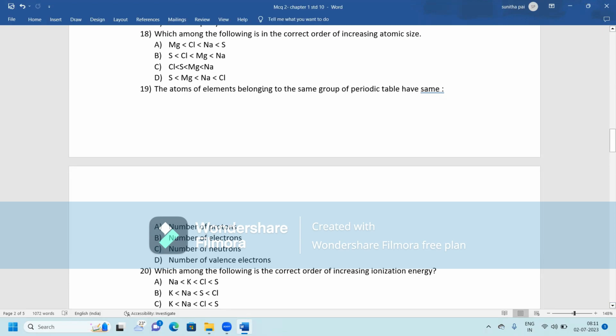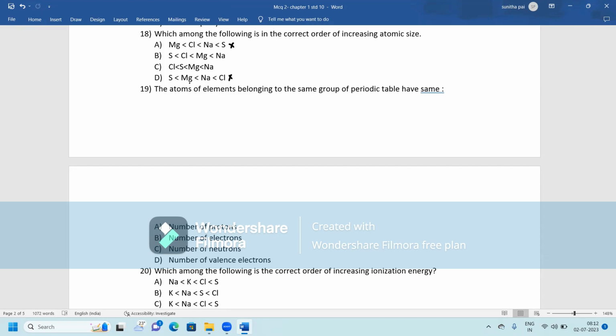Which among the following is in the correct order of increasing atomic size? So I can see some non-metals and some metals. Since the increasing order of size is asked, metals will have the largest size. Before that, let's cross-check whether all elements are the same. Yeah, there is Mg in every case, Cl, Na, S in every case. So straight away, I can say the answer cannot be S or Cl because I need a metal at the end. So my options are either B or C.